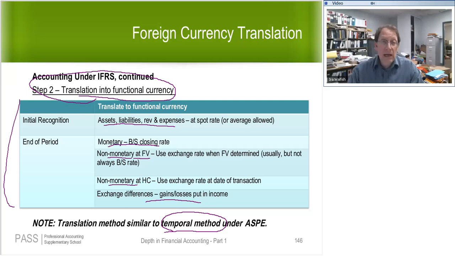So step number two, the Canadian dollar wins. Half my assets and liabilities were in Canadian dollars. Fine, I don't do anything with those. But I had something in US dollars. Good, translate it to Canadian. How do I translate it? The way you see it here. That is step number two. Questions? Step number three.